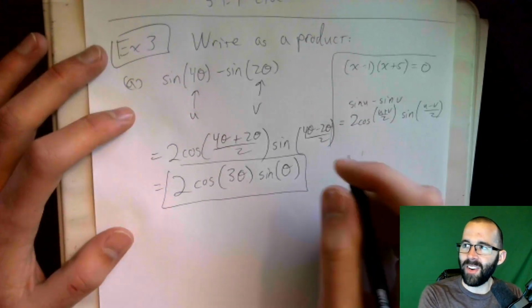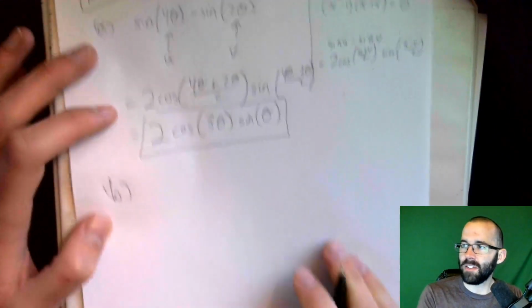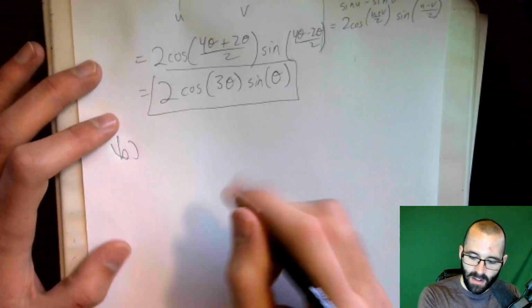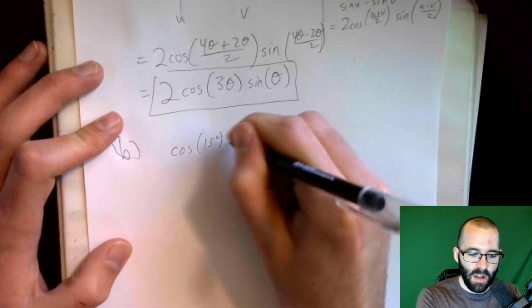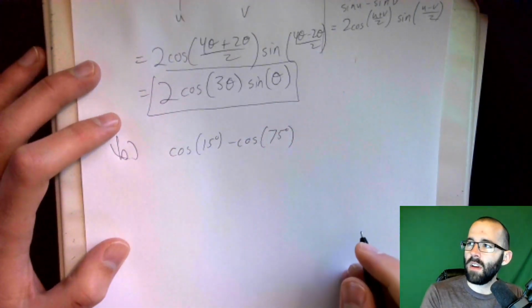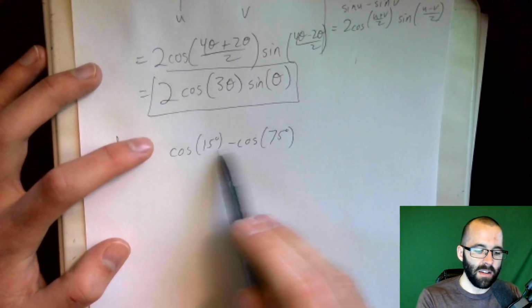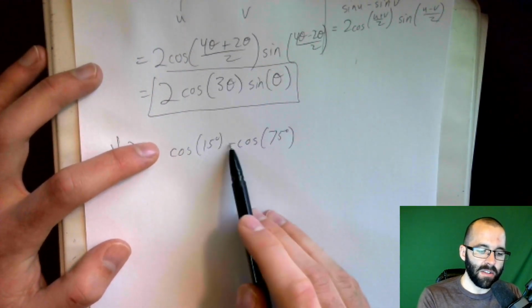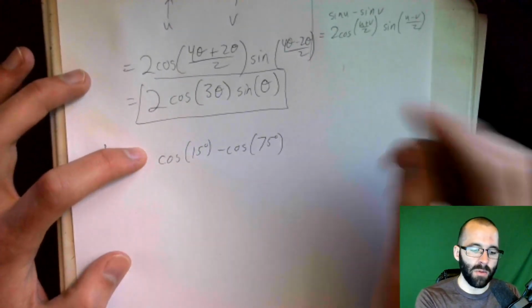All right, so here we go. Let's do another problem, unless there are any questions. Cosine of 15 degrees minus the cosine of 75 degrees. And again, we don't need this to be a difference or product, but we're just getting practice. So we're writing it as a product just for practice.